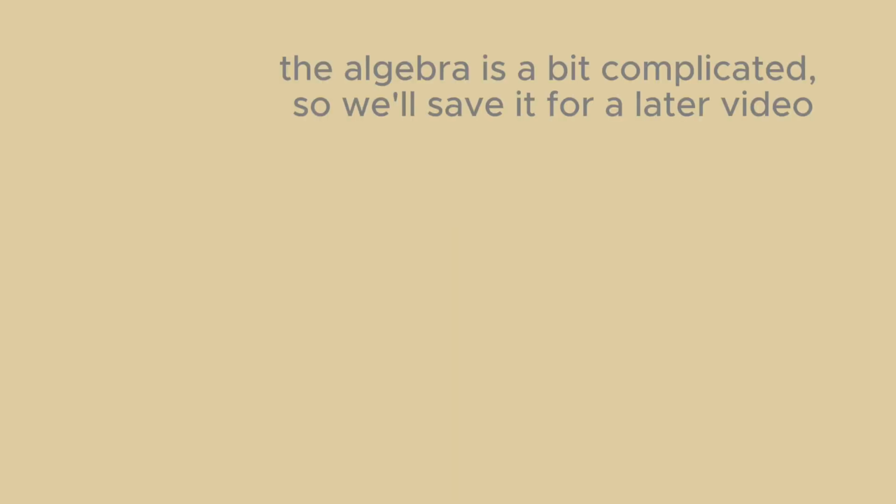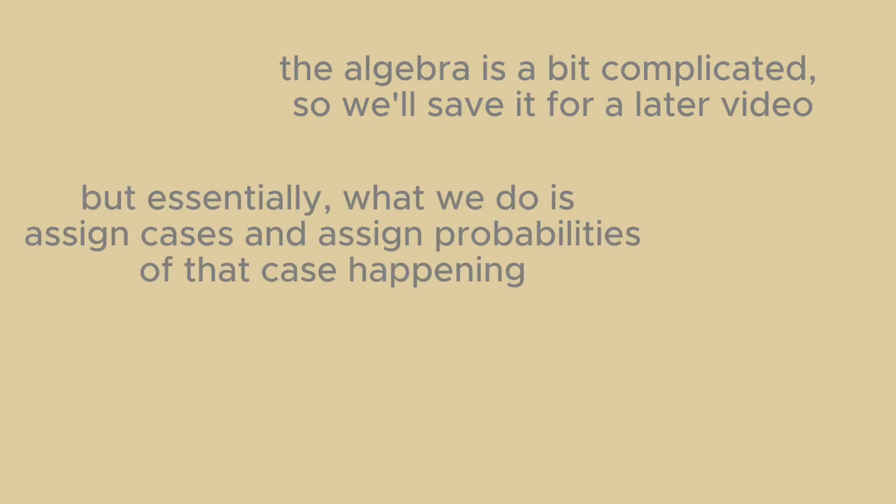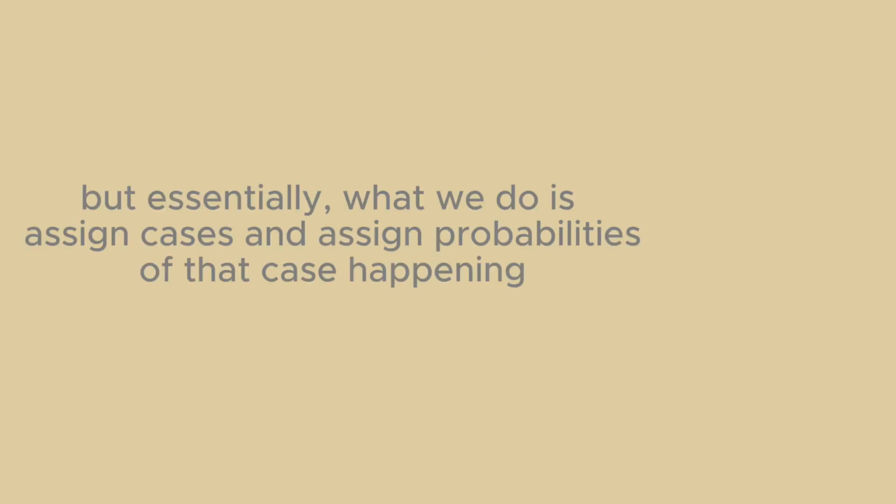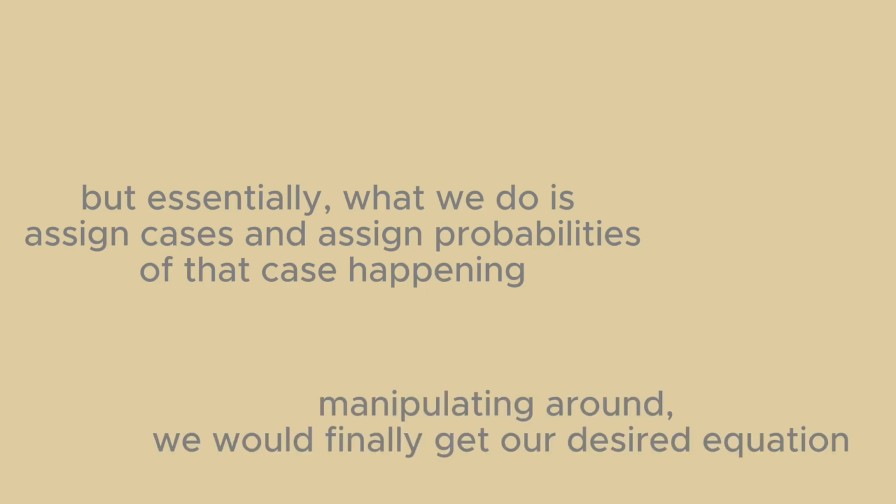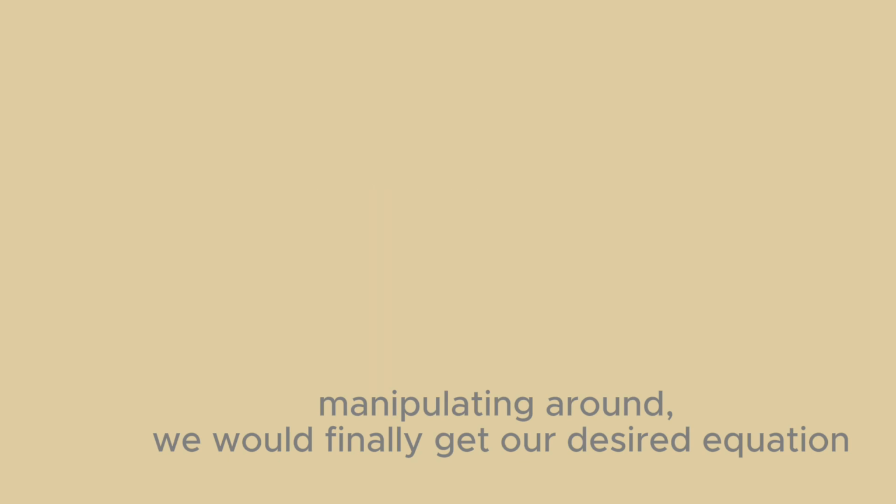Well, the algebra is a bit complicated, so we're going to dive into it a bit deeper at a later time. But essentially, the concept of the proof is to assign cases and assign probabilities of that specific case happening. And after a bit of manipulation, we would finally get the desired linearity of expectation, the formula that we have already seen. So let's see this in action with a problem that involves corn.